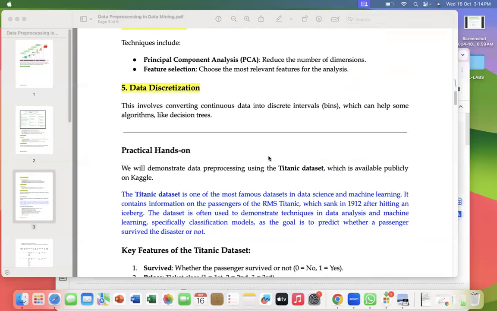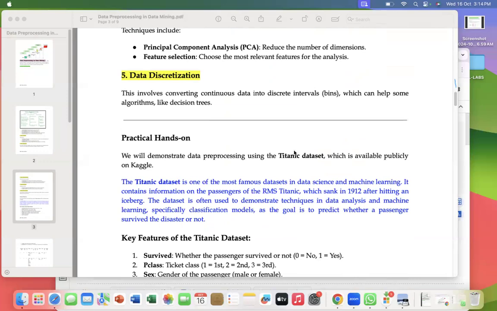Okay. Yes, sir. So for the practical, I'm going to use one data set that is known as the Titanic data set. I hope you know about the Titanic film.